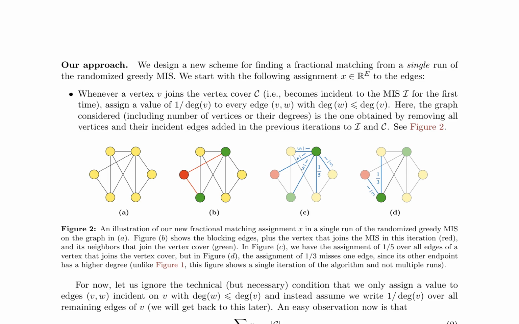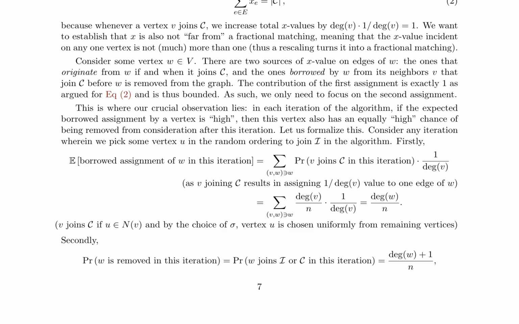The assignment is designed such that the total x-value incident on any vertex is not much more than 1, allowing for a rescaling to obtain a fractional matching. The key observation is that in each iteration of the algorithm, if the expected borrowed assignment by a vertex is high, then this vertex also has an equally high chance of being removed from consideration after this iteration. The expected borrowed assignment of a vertex w in an iteration is bounded by the probability of w being removed in that iteration, as shown in equation 3.